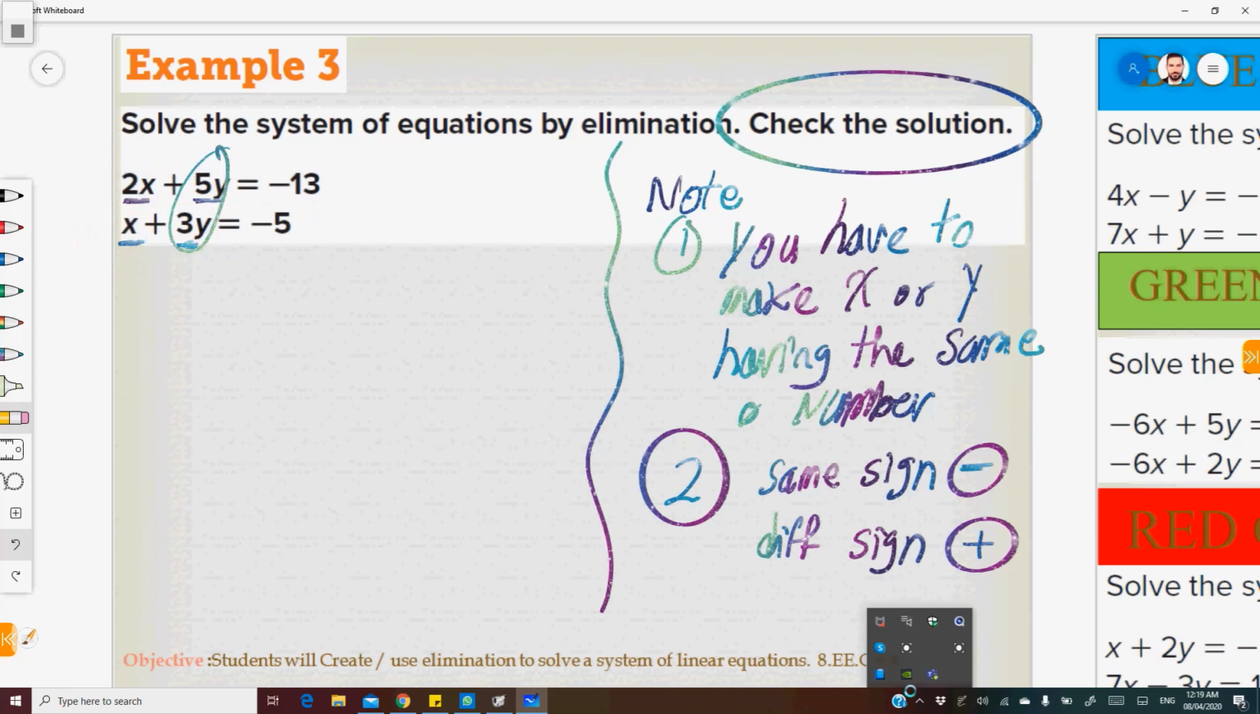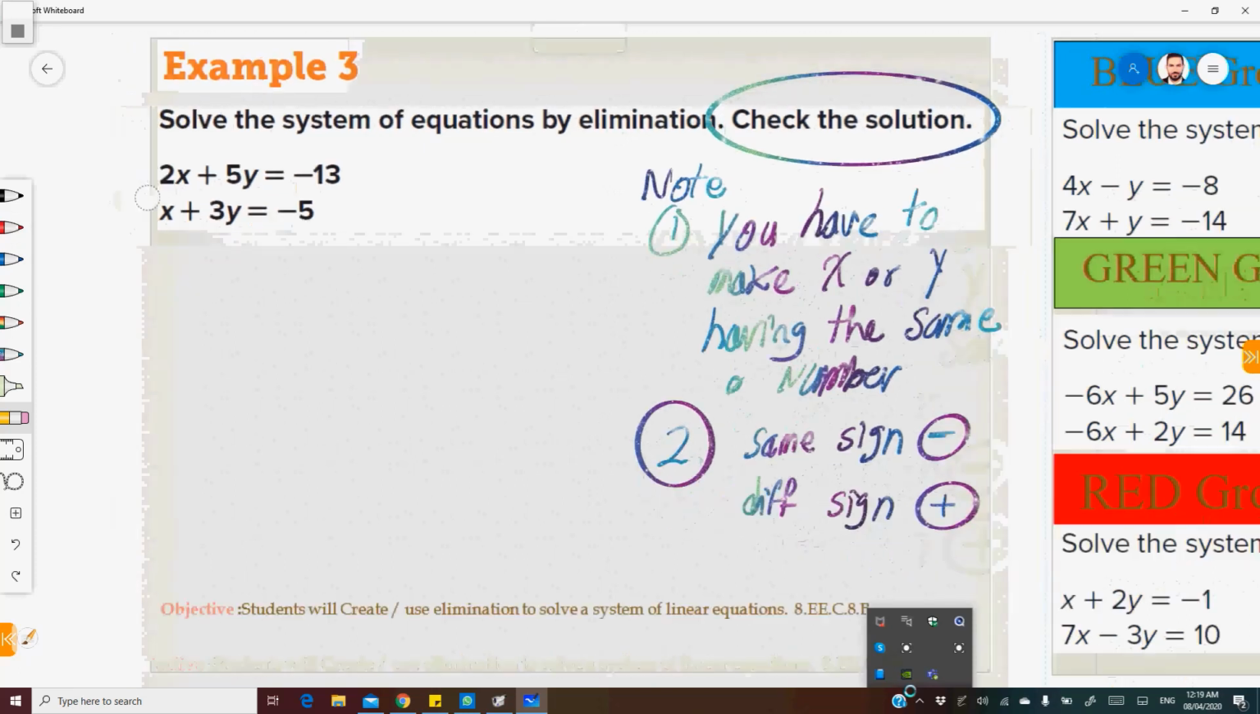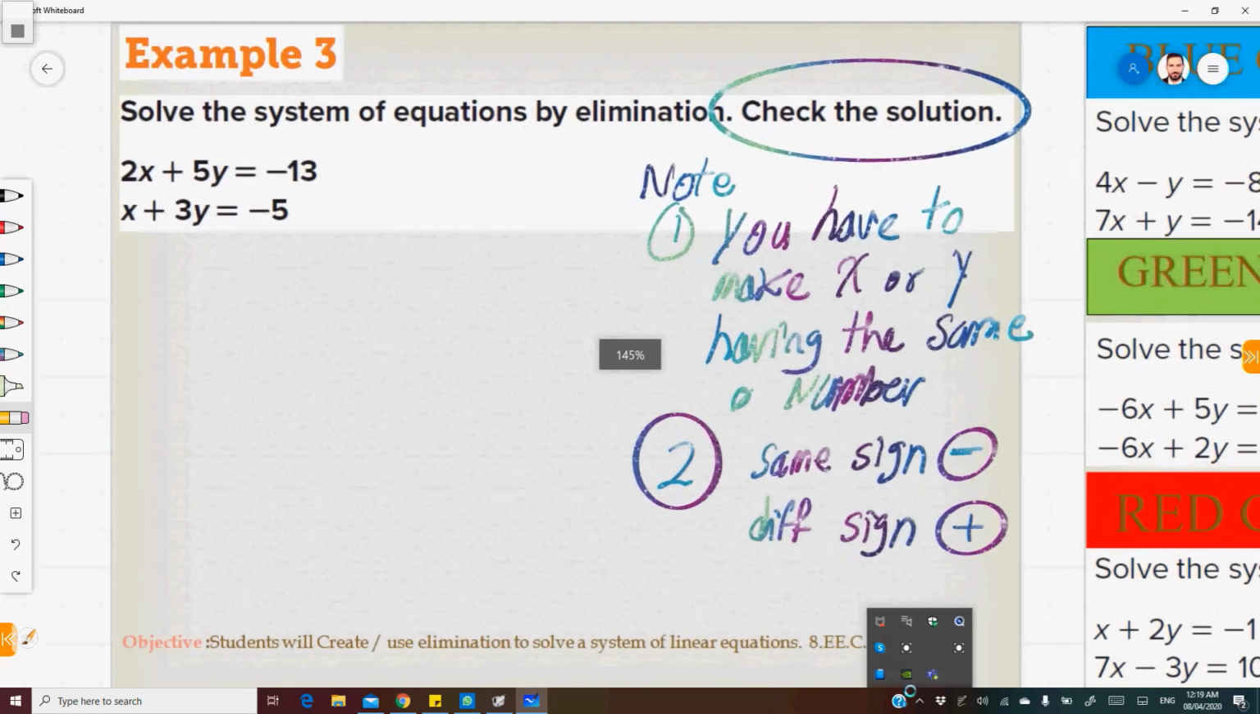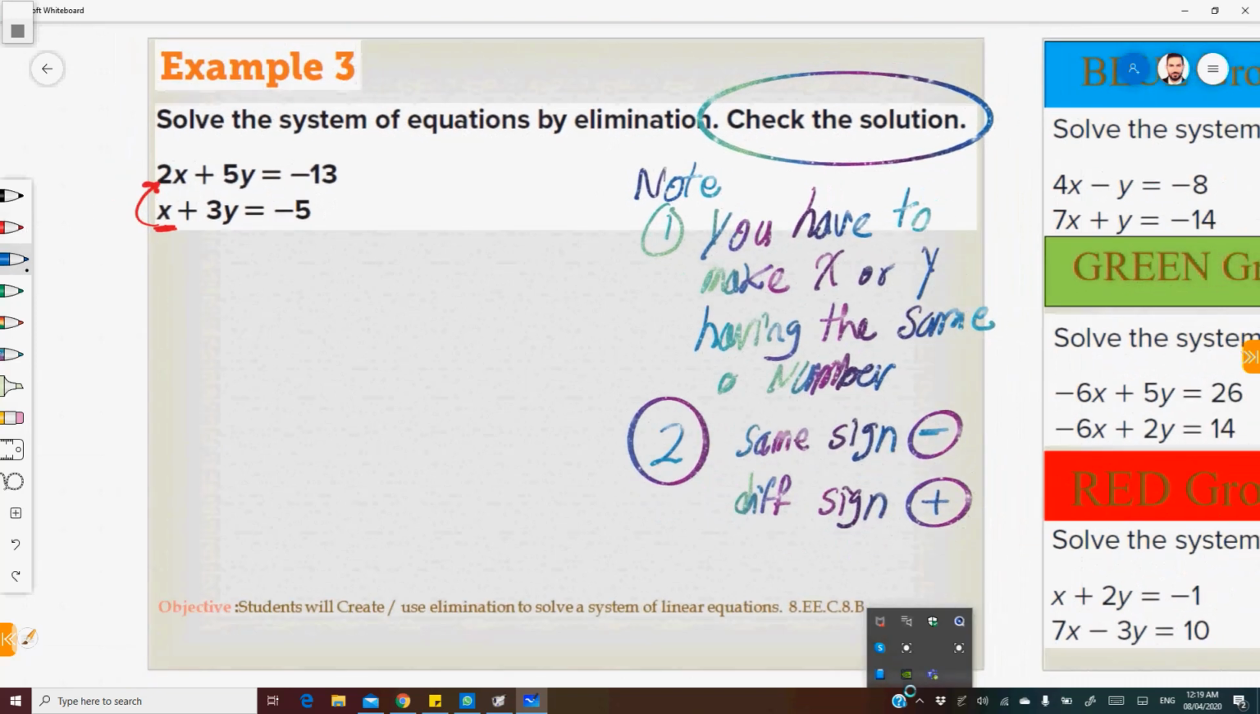If we start from the beginning here, I have 2x. How can I make this x similar to the 2x? By multiplying by 2. If you multiply it by 2, it means you have to multiply the whole equation by 2. You cannot multiply only x by 2, you have to multiply x by 2, y by 2, and the whole number also by 2. Okay?